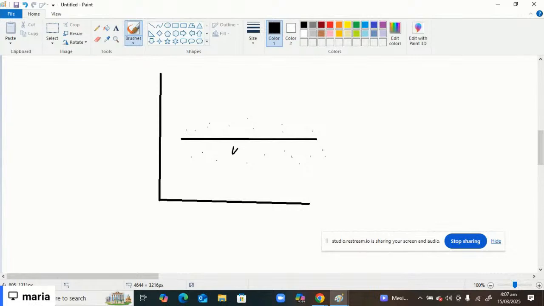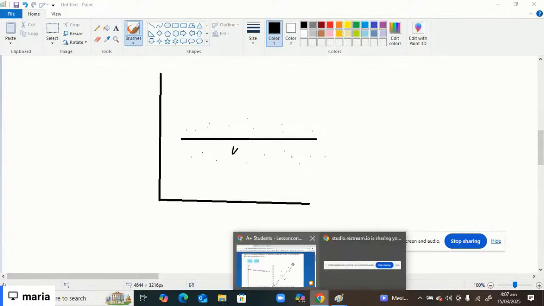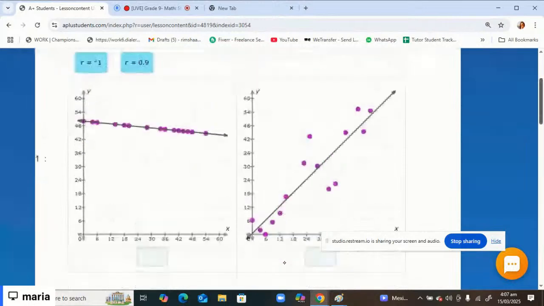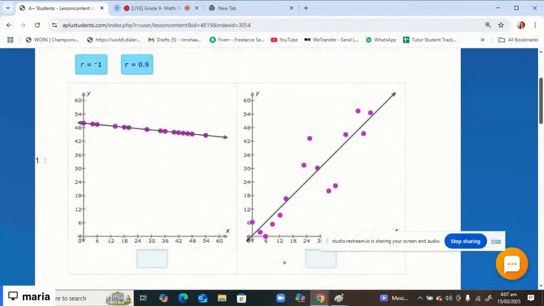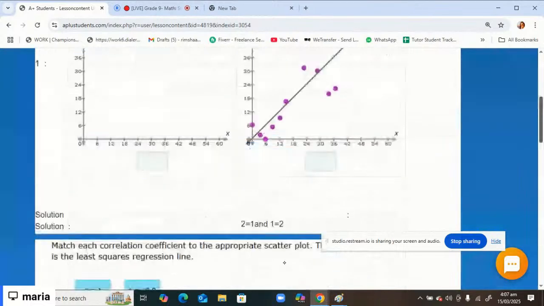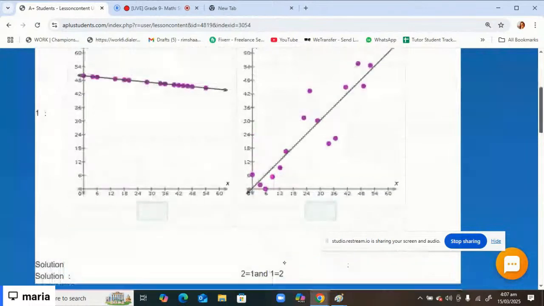Okay, so here we're going to discuss what the correlation coefficient is. Here the correlation coefficients are denoted r equals -1 and r equals 0.9. We see in the graph, the first one, this is the graph between the x and y axis. This is also a graph between the x and y axis. So here are the two relations.